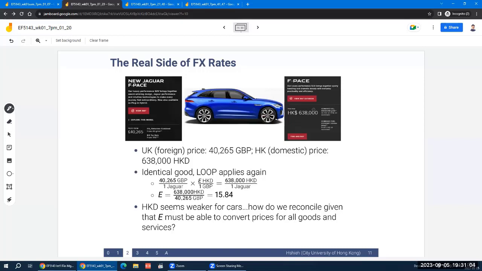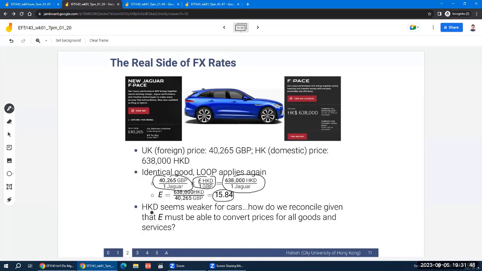So let's, again, apply the law of one price to this identical good. Identical goods, law of one price says that arbitrage shouldn't yield any profits. You can't make something from nothing. So here we have the price of one Jaguar in the UK, 40,265 British pounds, multiplied by the conversion, the price of one British pound in terms of Hong Kong dollars, that's what E is, equal to 638,000 Hong Kong dollars per Jaguar. Solve for E, we get an exchange rate of 15.84, right? Dramatically different from our 7.